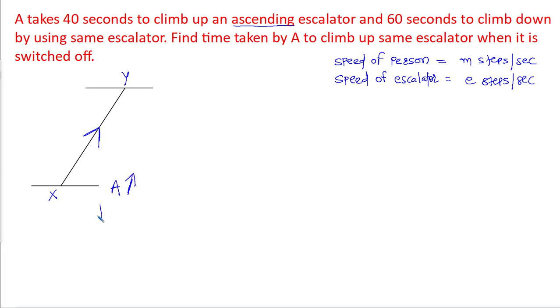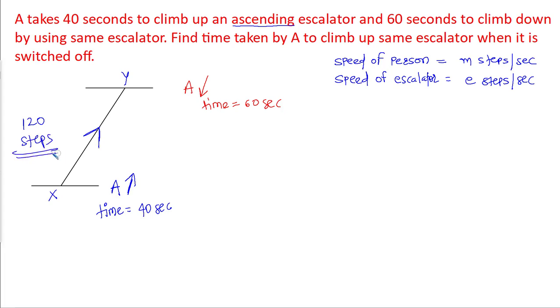In this case the time taken by A is 40 seconds. In the second case A is climbing down using the same escalator, and the time taken is 60 seconds. Over here we don't know how many steps are visible on this escalator. You can assume any number, your answer will not change. So I will assume the LCM of 60 and 40, that is 120 steps.